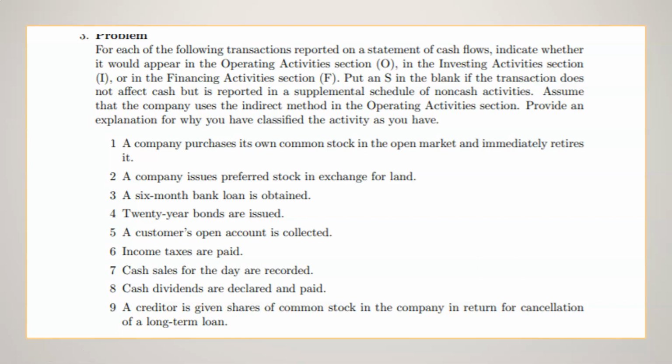So the problem given to us says for each of the following transactions reported on a statement of cash flows, indicate whether it would appear in the operating activities section, in the investing activities section, or in the financing activities section. Put an S in the blank if the transaction does not affect cash but is reported in a supplemental schedule of non-cash activities. Assume that the company uses the indirect method in the operating activities section. Provide an explanation for why you have classified the activity as you have. So there are a bunch of activities given, and now we have to classify them into one of the three categories in the cash statement flow.